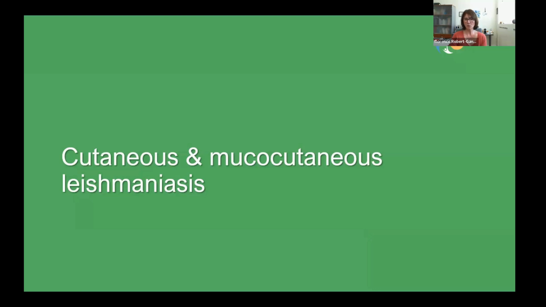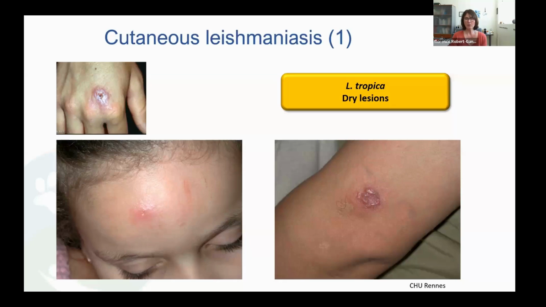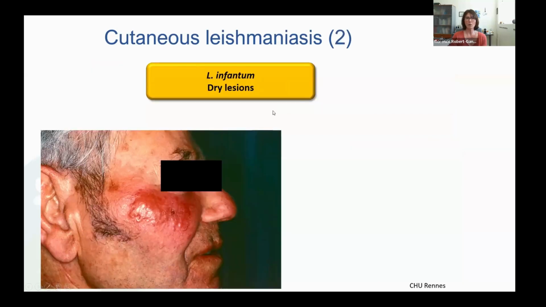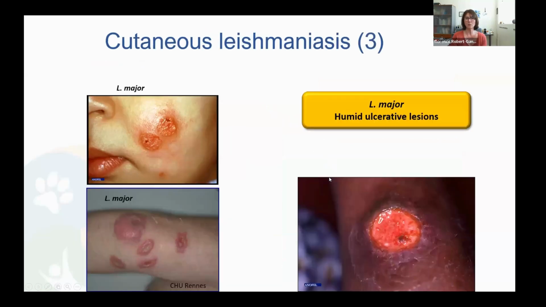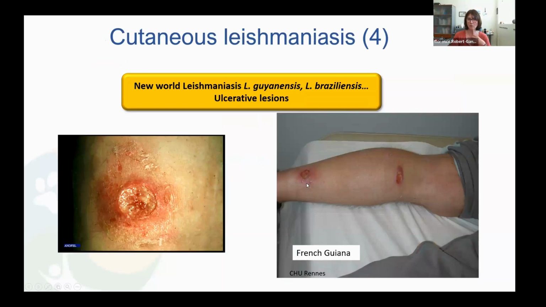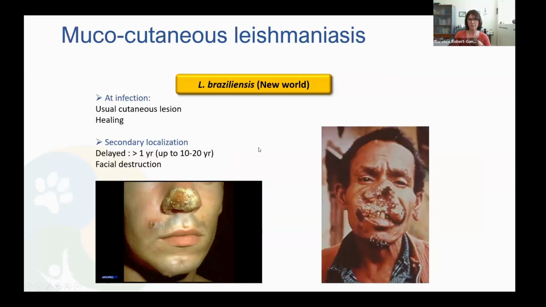So let's move to cutaneous and mucocutaneous leishmaniasis, which can have different manifestations, either dry lesions due to Leishmania tropica, for example, or to Leishmania infantum, as we can see in Europe, and humid and ulcerative lesions. In this setting, the main species in the Old World is Leishmania major. But this is also the typical presentation with Leishmania of the New World, such as Guyanensis and Brasiliensis in South America, which is responsible for this ulcerative lesion.